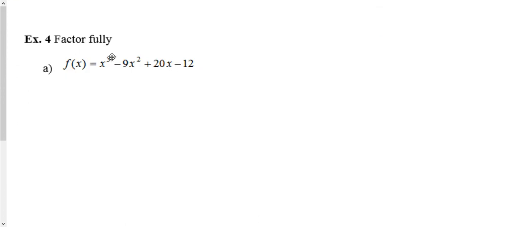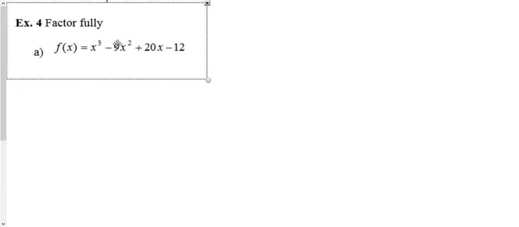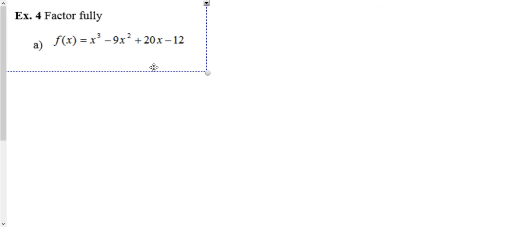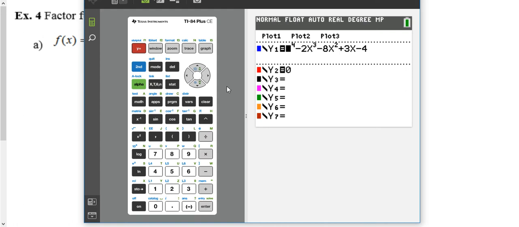Moving on, factor fully. Here we go. So for example 1 or example 4a, the very first thing I do to factor fully, I'm going to check on my graphing calculator to see if it even crosses the x-axis. That should be our first go-to, is just let's check on our graphing calculator, does it cross the x-axis? If it does, then yes, we could probably factor. If it doesn't, then it probably doesn't really help us.